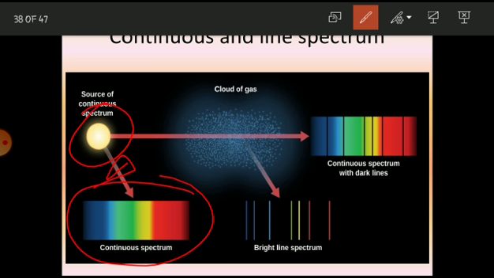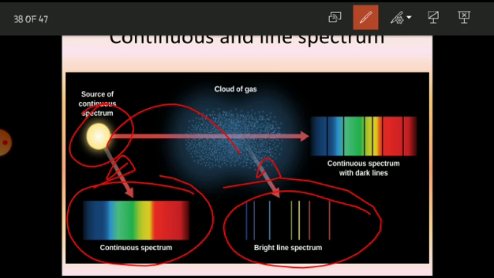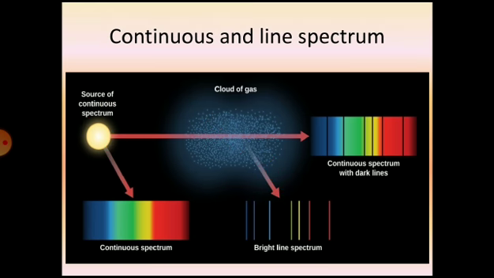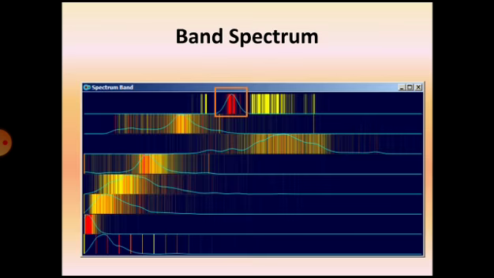But when it is passed through the cold gas and then it is passed through the prism, then this bright line spectrum, what does it mean? It will absorb maximum wavelength of the light and it emits minimum colors, and that is called a line spectrum. So this is the continuous spectrum and the bright line spectrum, remember.